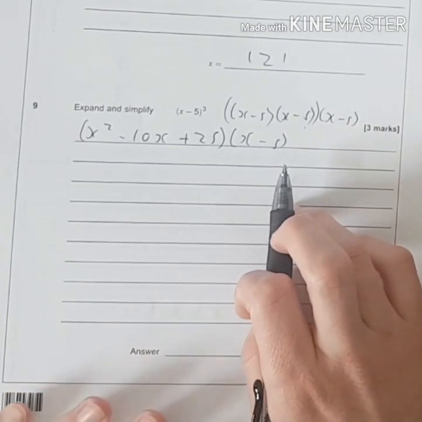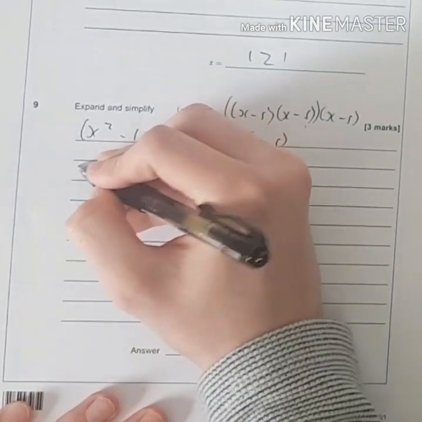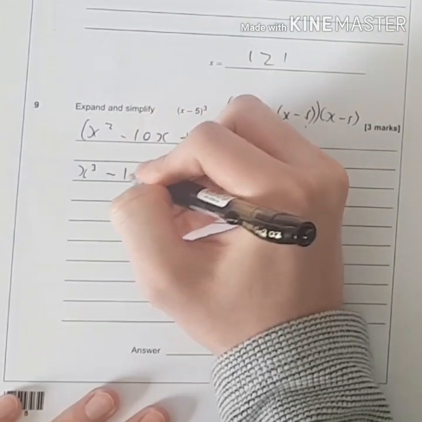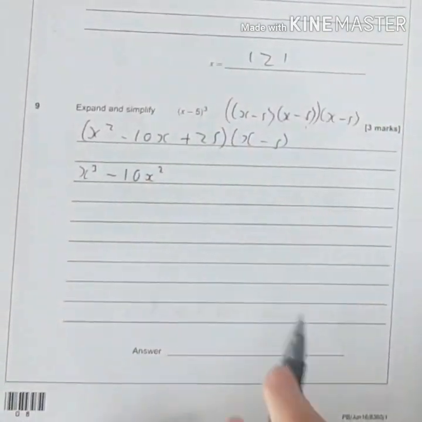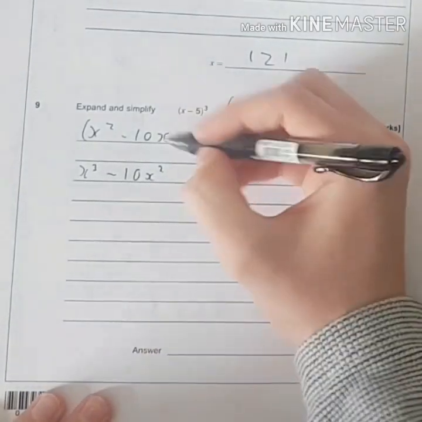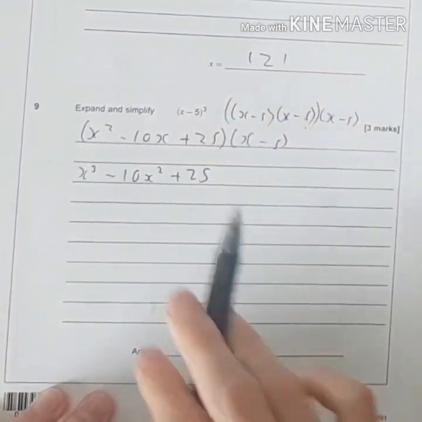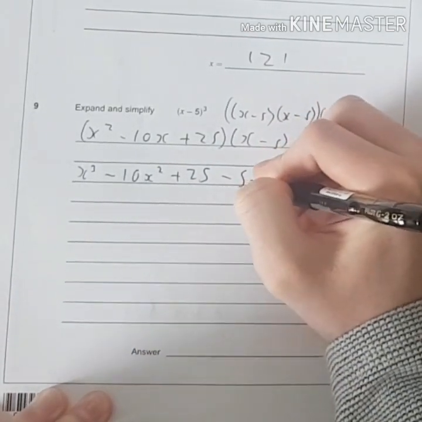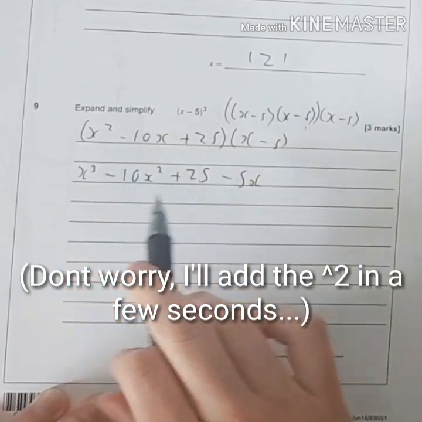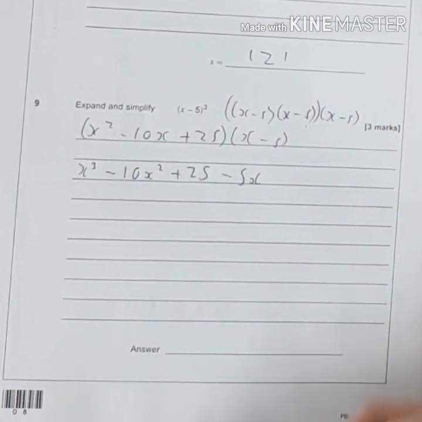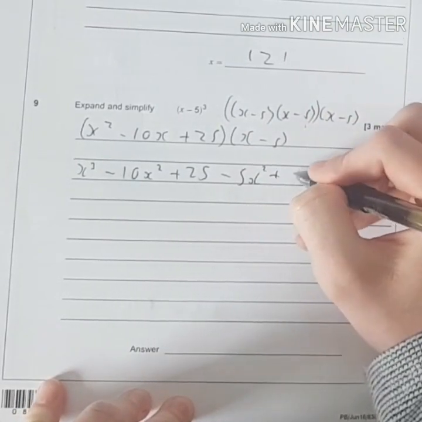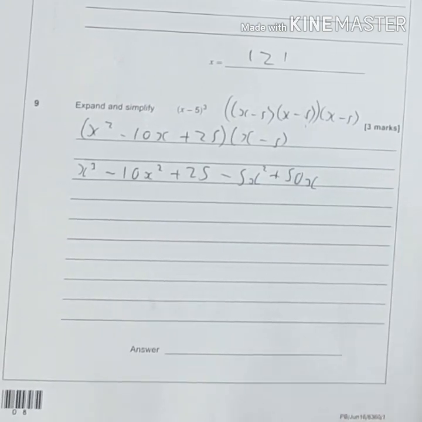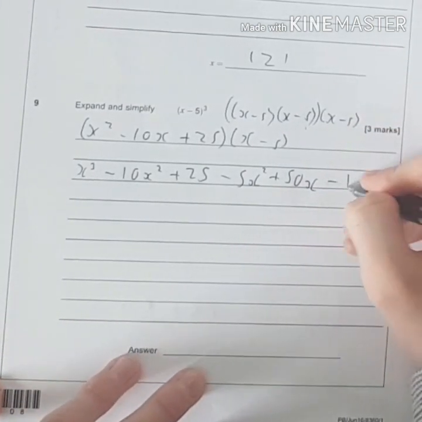So first, we can do x squared times x, which is x cubed, minus 10x times x is minus 10x squared, 25 times x is 25x, x squared times minus 5 is minus 5x squared, minus 10x times minus 5 is plus 50x, and plus 25 times minus 5 is minus 125.